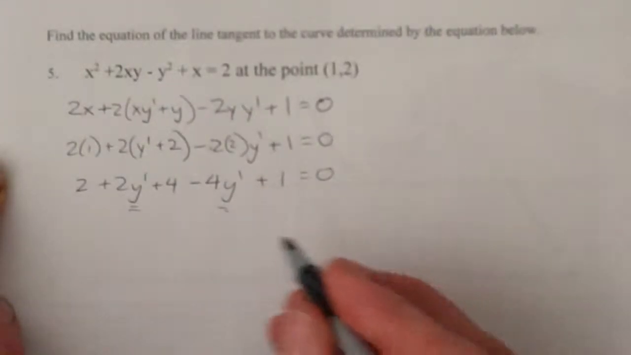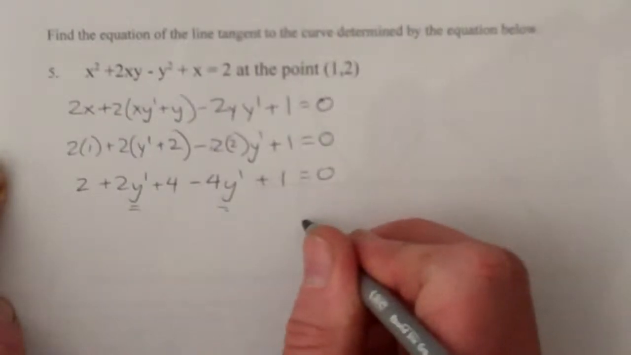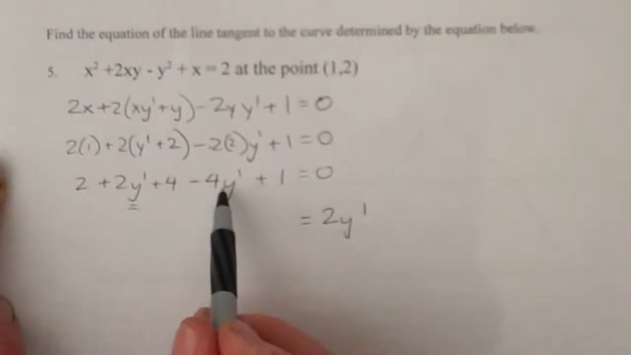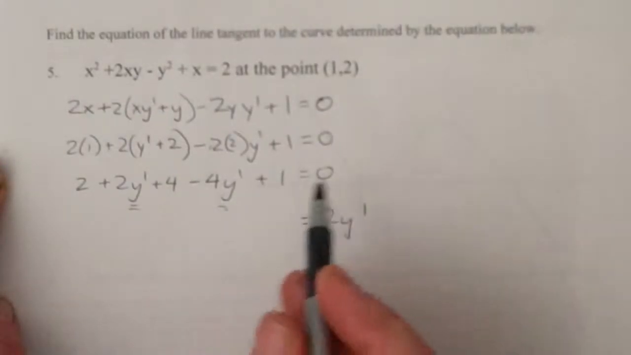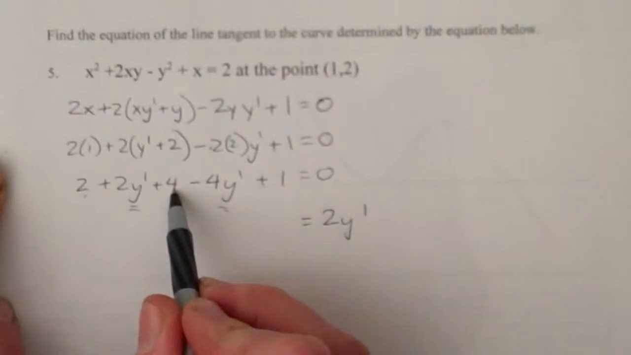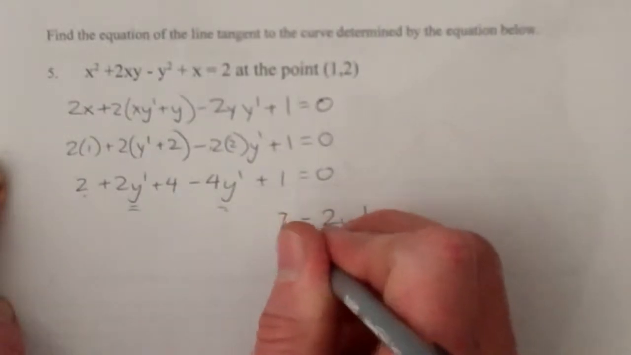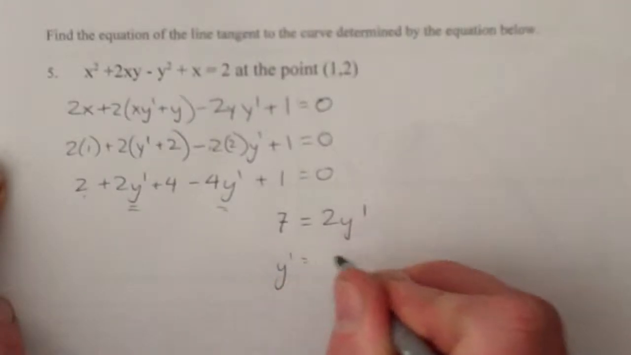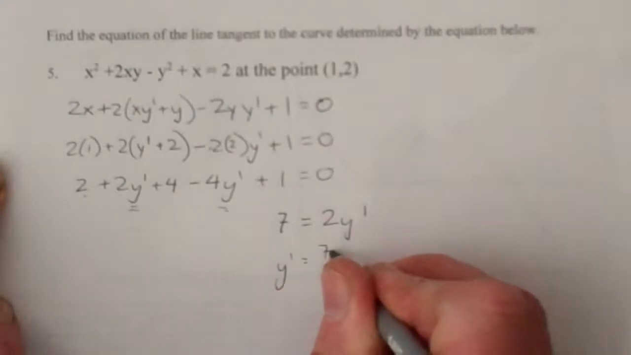Gather up my like terms. That's a negative. I'm going to move that over. That's 2y prime, right? Saving some steps. Negative 2y, move it over. 2 plus 4 is 6 plus 7. And so y prime then equals 7 halves.